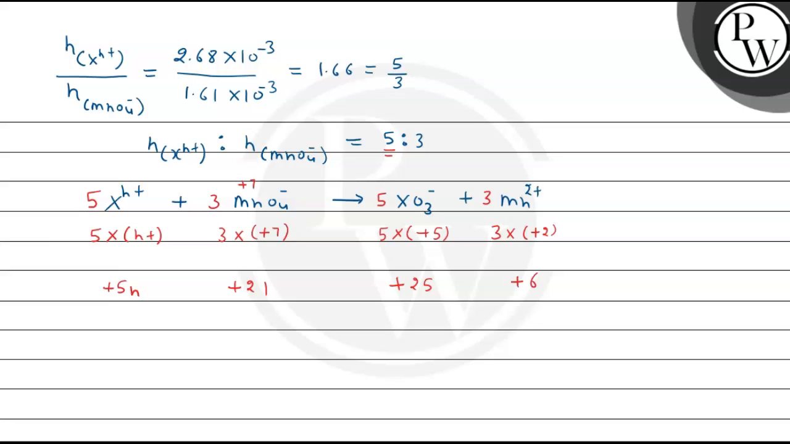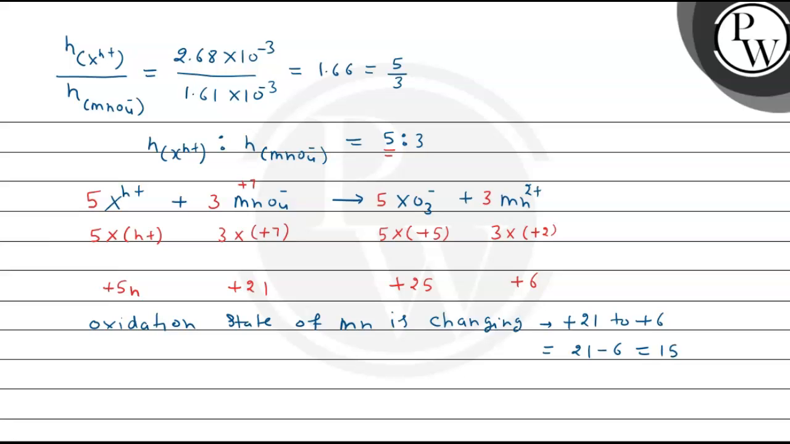So from here we can say that the oxidation state of Mn is changing from plus 21 to plus 6. That means the change in oxidation state we can find out from here, and it will be 21 minus 6. So we will find out it will become 15.